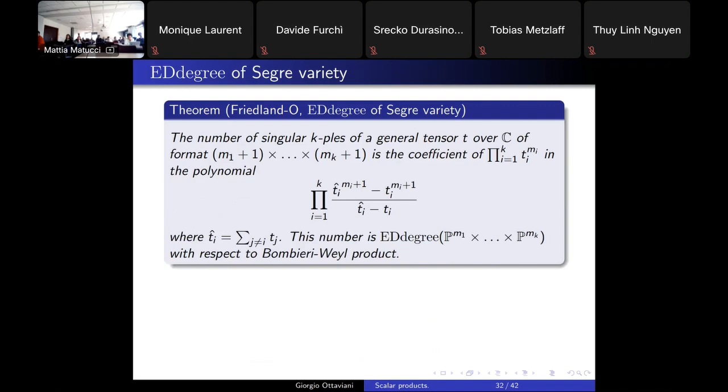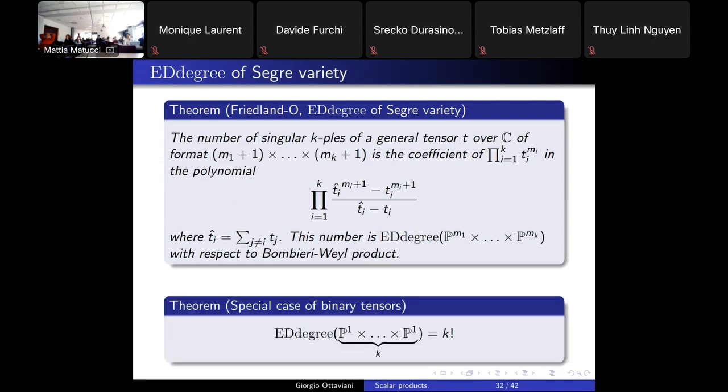And now the question was, how many critical points do you have? So what's the degree of the Segre variety? And we got this formula with Shmuel Friedland. The number of singular tuples has a generating function. So you write down this function and you compute the coefficient of some monomial here.